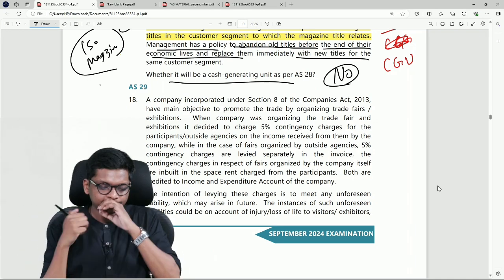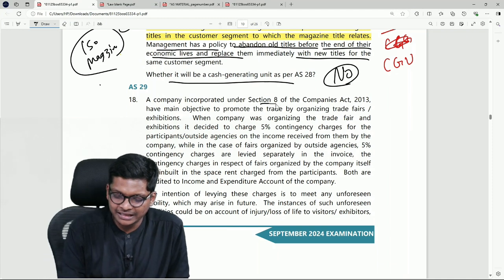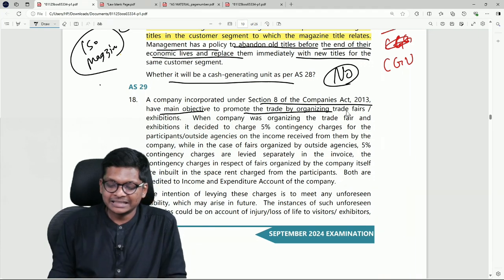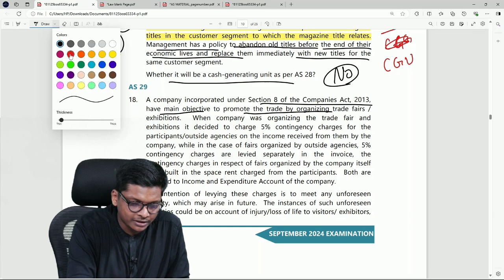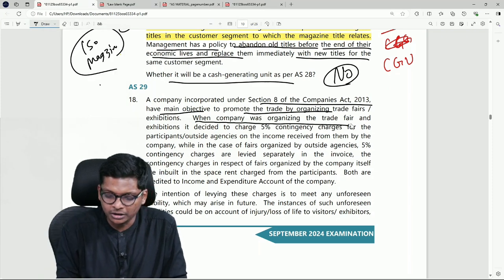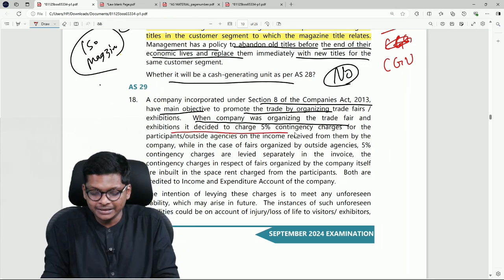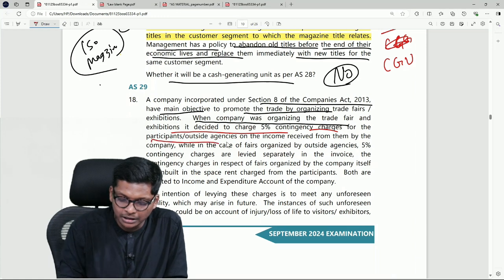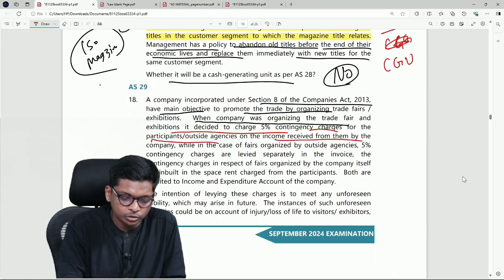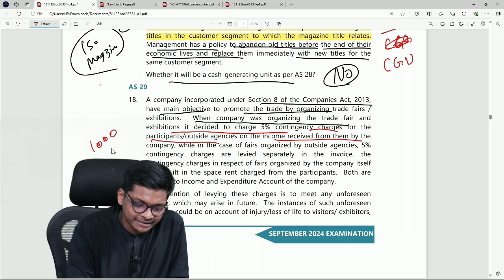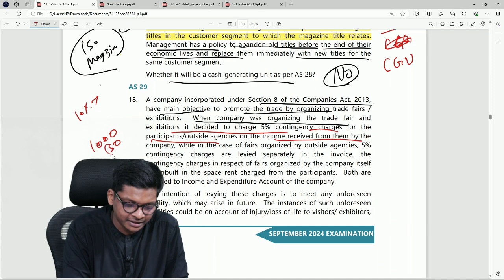Okay, follow, guys. A company under Section 8 of the Companies Act 2013, having the main objective to promote trade by organizing trade fairs. When the company was organizing the trade fair, it decided to charge a 5% contingency charge to the participants and outside agencies on income received. So if 1000 rupees is the ticket, what is 5%? 50 rupees, because 10% is 100, guys, so 5% is 50. This 50 was charged separately as contingency.